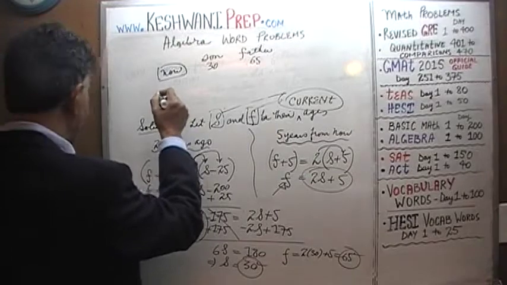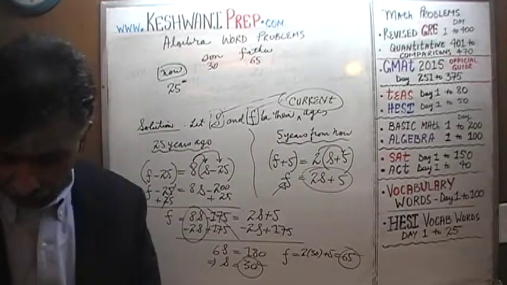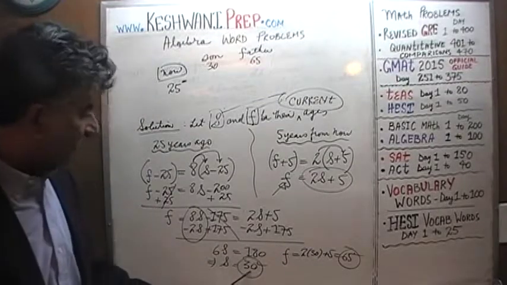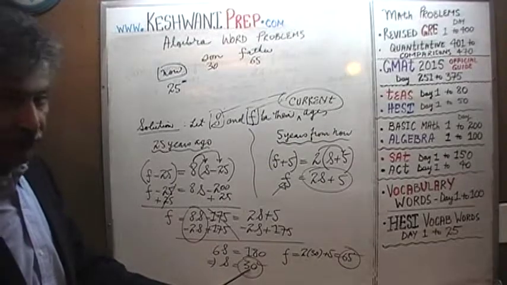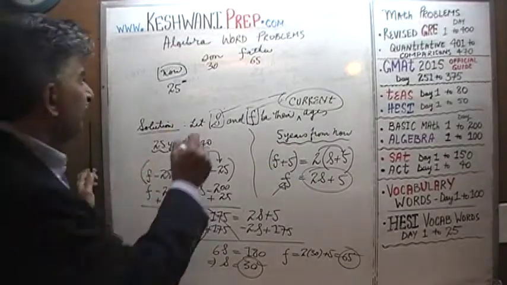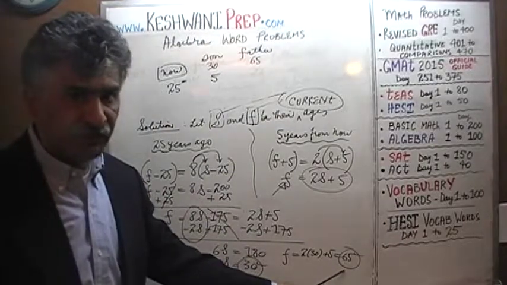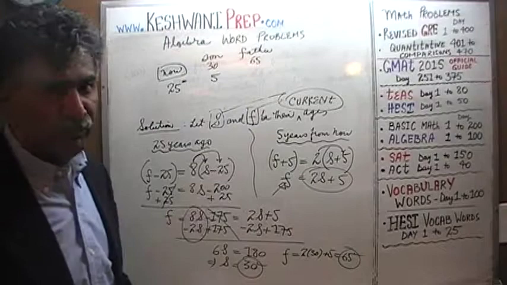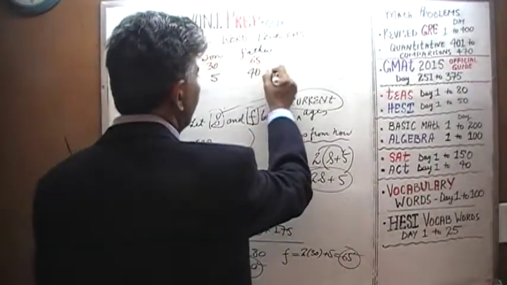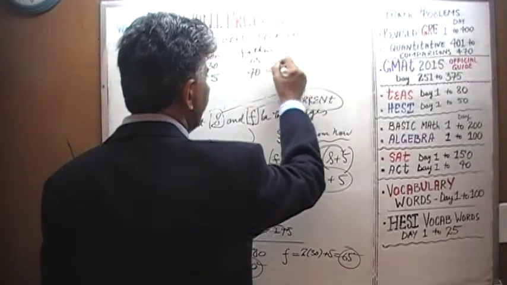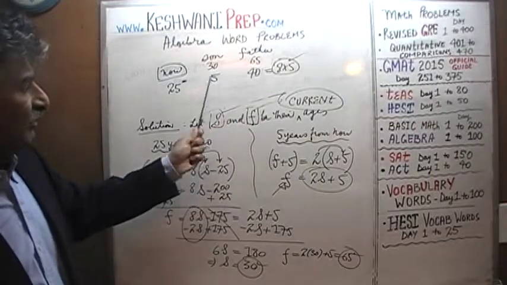So let's talk about 25 years ago. 25 years ago, if we're going to claim that son is 30, in order for this answer to be correct, 25 years ago son better be 5 years old. Similarly, if we're going to claim that the father is 65 years old today, 25 years ago father better be 40 years old. Does 40 equal 8 times 5? The answer is it does. 25 years ago, father was 8 times son's age.